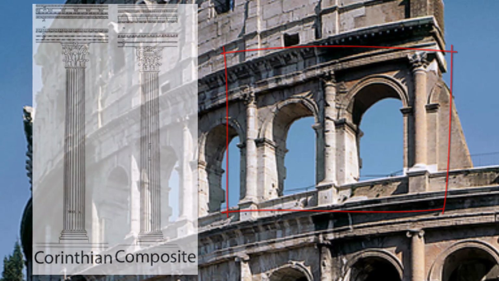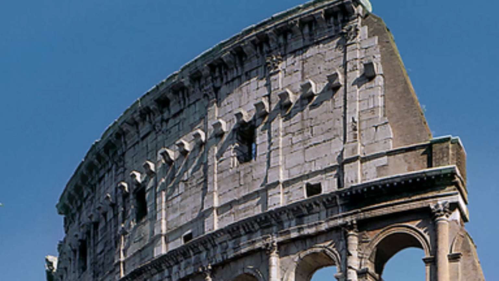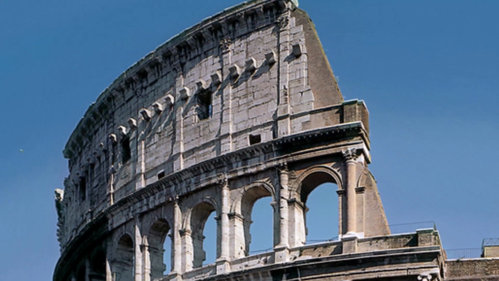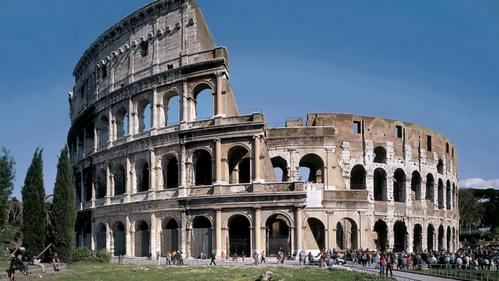And then as you move up, these flattened columns are called pilasters. And they are just decorative as well. That was the top layer where the slaves and the women could stand and watch the games. Now, the point of this, there are various interpretations, as it goes from heavier to lighter to lightest as we move up the exterior of the building. But another way of thinking about it is that it's also almost like a history lesson, or at least showing their command of the vocabulary of Roman columns.